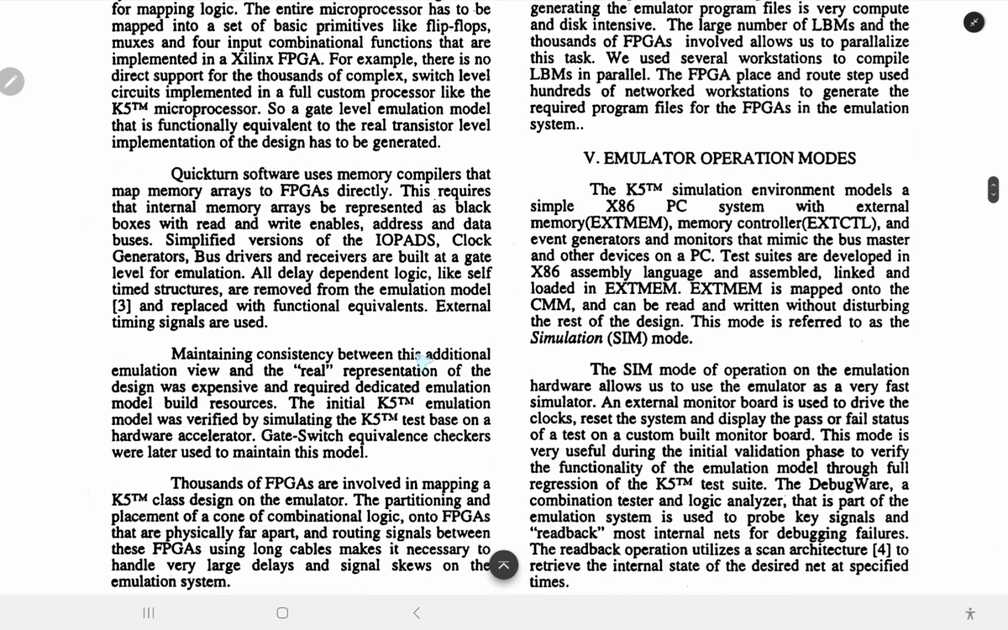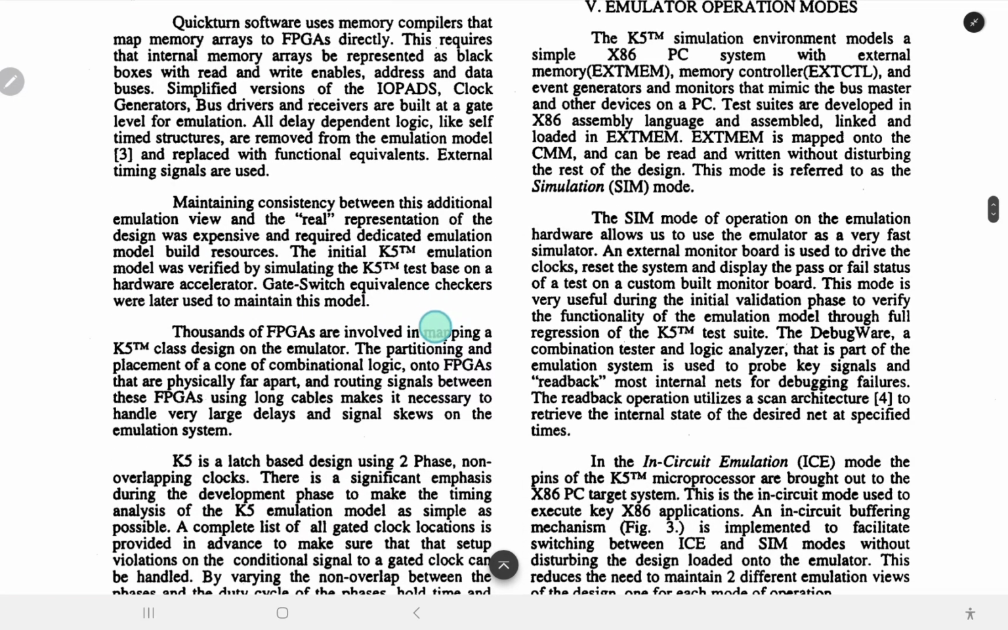Maintaining the consistency between this additional emulation view and the real representation of the design was expensive and required dedicated emulation model build resources. The initial K5TM emulation model was verified by simulating the K5 test based on a hardware accelerator. Gate switch equivalent checkers were later used to maintain this model.